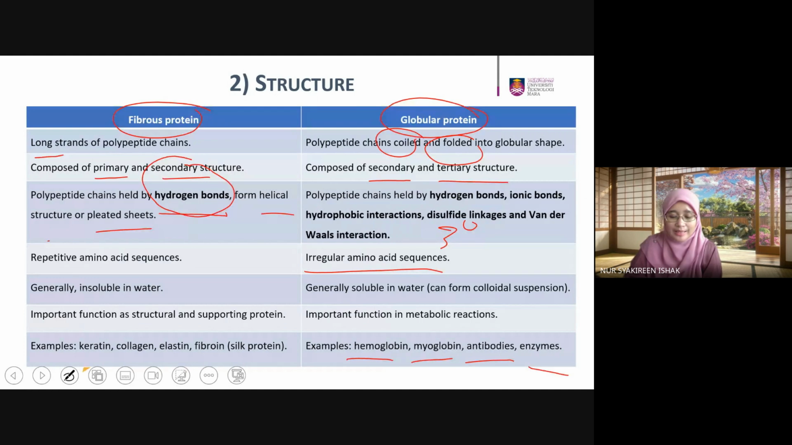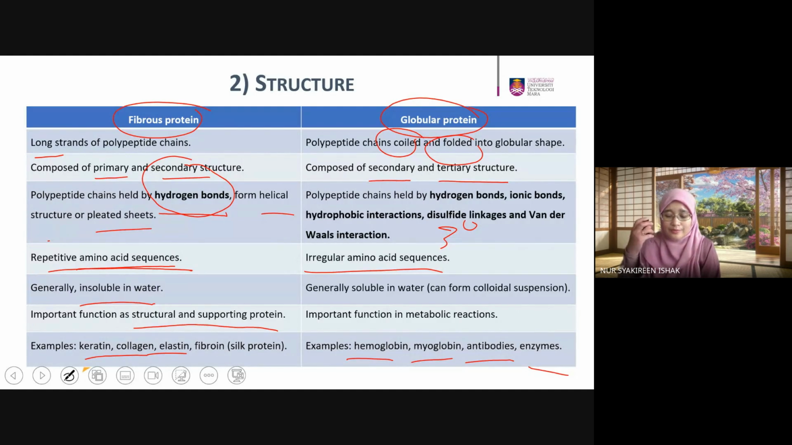Okay, peptide chains are held by hydrogen bonds. In secondary structure, hydrogen bonds form helical structures and also pleated sheets. Fibrous proteins have a repetitive amino acid sequence, so the sequence of amino acids is the same. They are generally insoluble in water, and have important functions as structural and supporting proteins, for example keratin, collagen, elastin, fibrin.